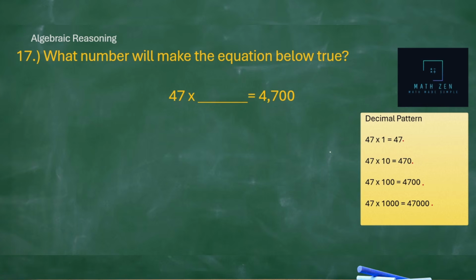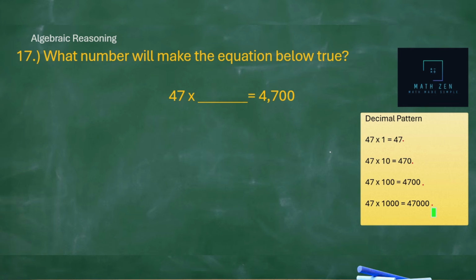The problem here reads, what number will make the equation below true? And the equation we have is 47 times blank equals 4,700. So for here, I want to draw your attention over here to the post-it that I gave you, and I want you to notice where the decimal point is located in each of these products and see if you can see some type of pattern that's going on.